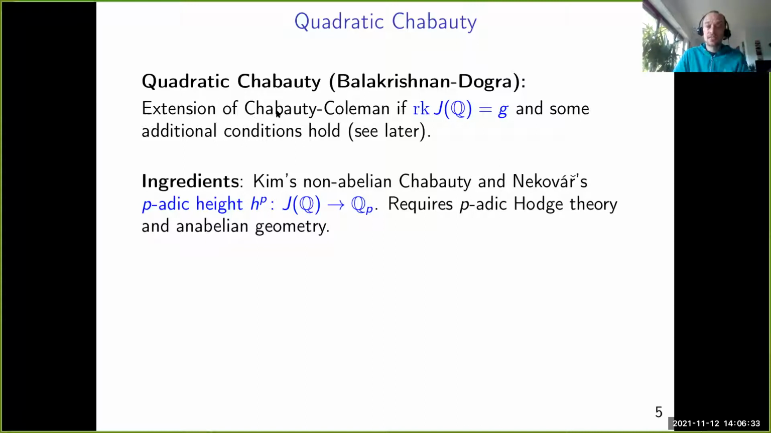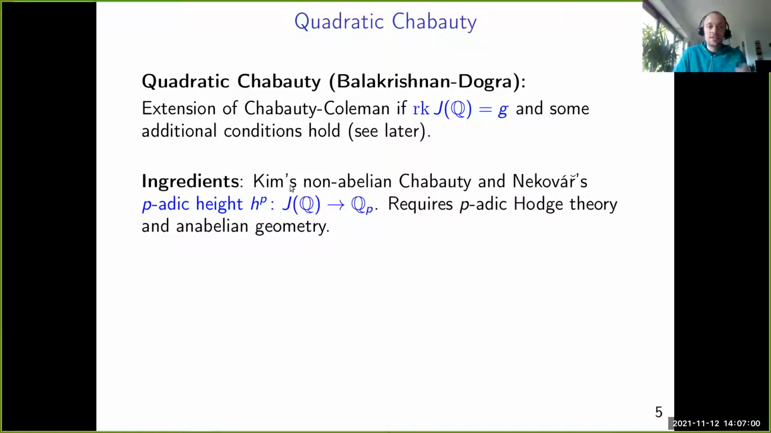And they show that you can extend this Chabauty-Coleman method in that you can write down a locally analytic function that vanishes on the rational points if the Mordell-Weil rank is equal to the genus. So it's sort of the first non-trivial case beyond classical Chabauty. And there are some additional conditions which I will come back to later when I explain our new approach to this. So this is fairly restrictive, but these conditions are satisfied for some interesting curves.